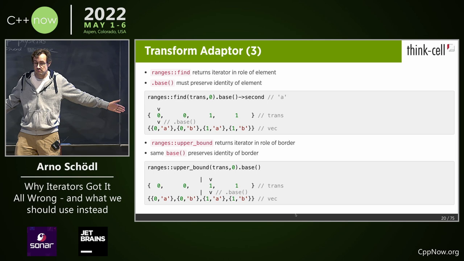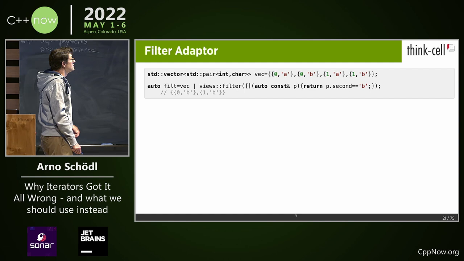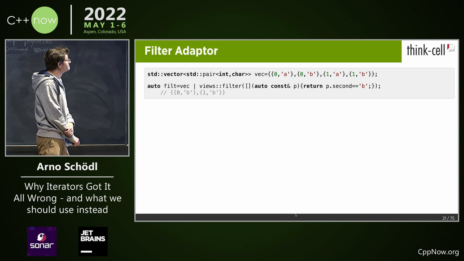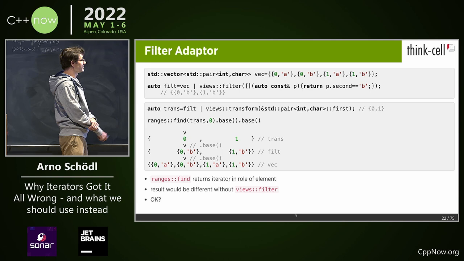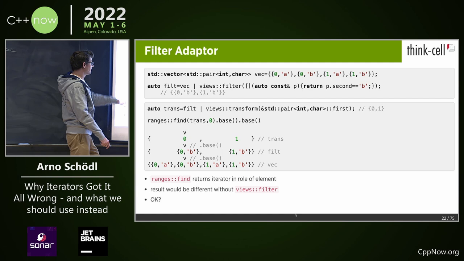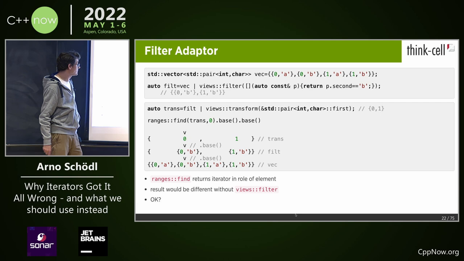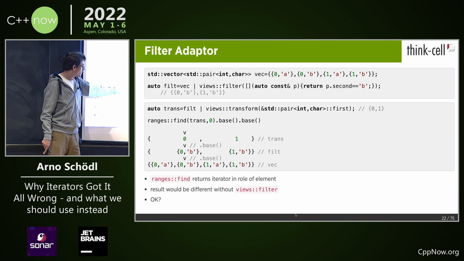OK, let's keep playing that game. Let's look at the filter adapter. Here we filtered that original range for all the b's in the second element. Then we play the same game. We transform again on the first, and we do the find 0. So here's what we get. First we find the 0 on the 0, 1, because we filtered the a's out. Then we peel off the transformation, 0b and 1b, with the first base on the transform. And then we do base on the filter, which preserves, again, the element 0b here.